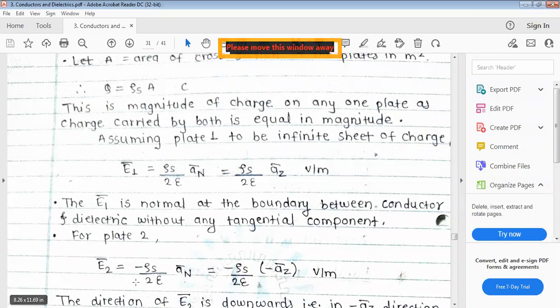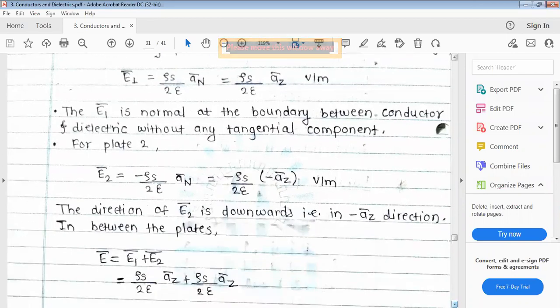And for plate 2, this E2 bar is equal to minus rho S divided by 2 epsilon 0 into A bar n. Now, the direction of this E2 bar is downwards, right? That is in the minus A bar z direction. So for plate 2, it is minus rho S divided by 2 epsilon 0 A bar n, and as we are going in the negative z direction, it is minus A bar z, in volts per meter.